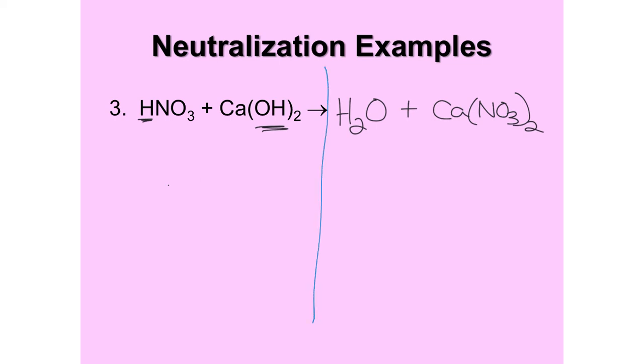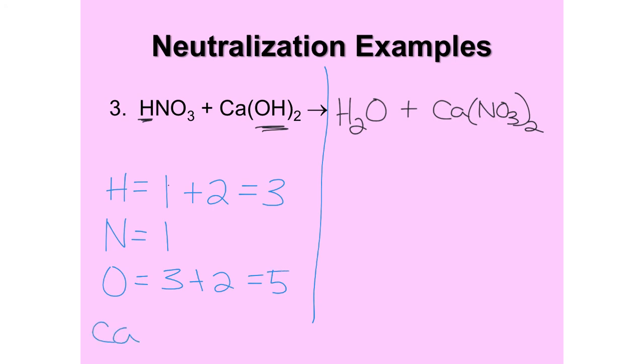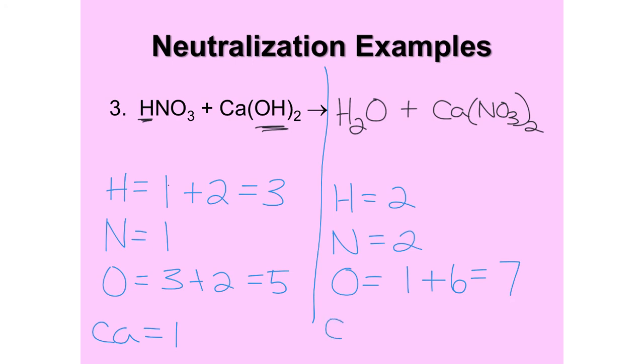So I cut my reaction in half. Right now, if I have ones in front of everything, I have a total of 3 hydrogens. I only have 1 nitrogen. I have 5 oxygens and 1 calcium. On my product side, I have 2 hydrogens. I have 2 nitrogens. Oxygen would be 1 from water, 6 from the calcium nitrate for a total of 7, and calcium is 1. So the only thing that's all set is calcium.